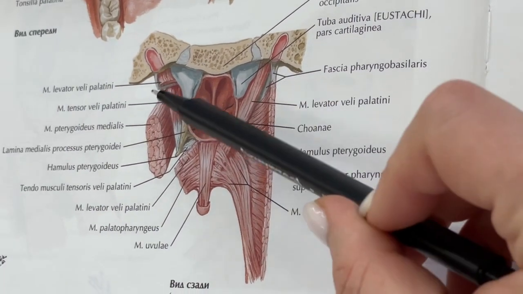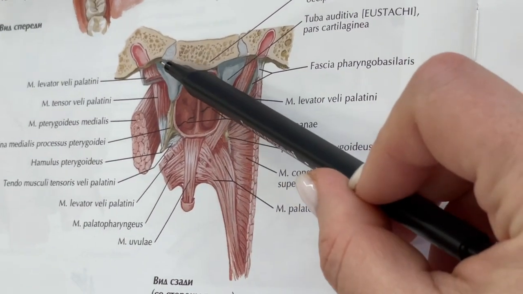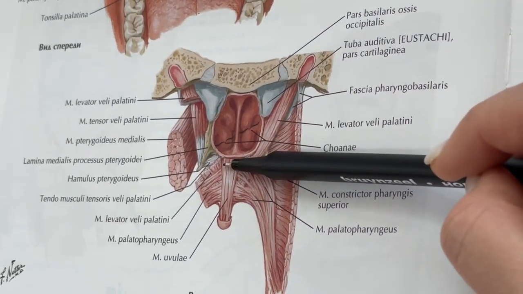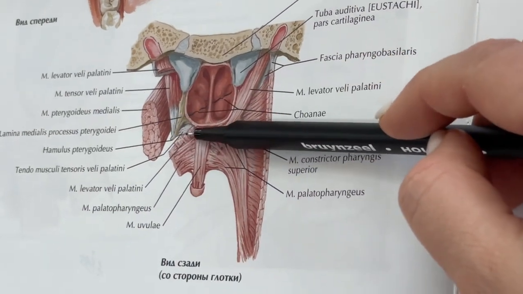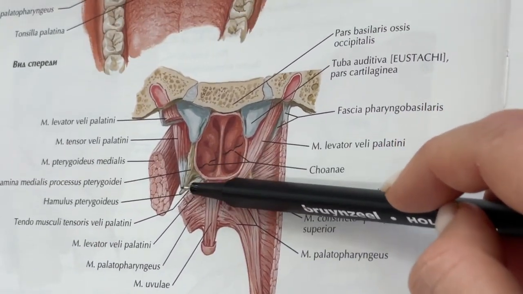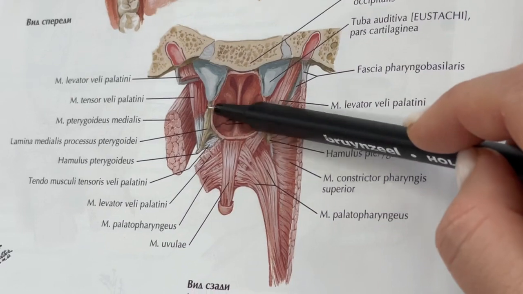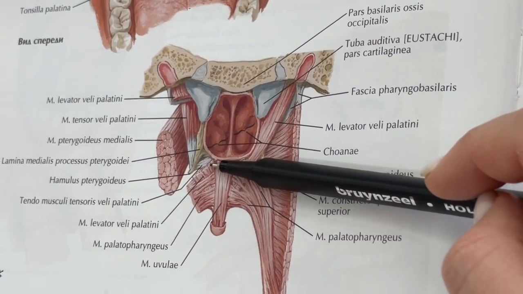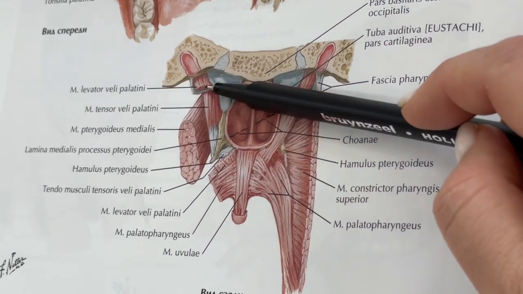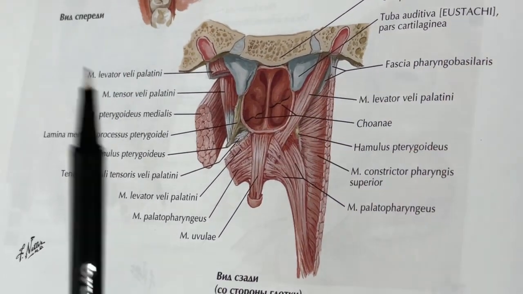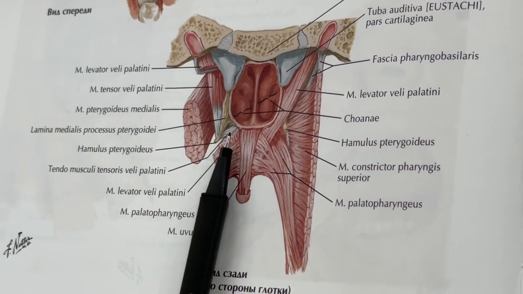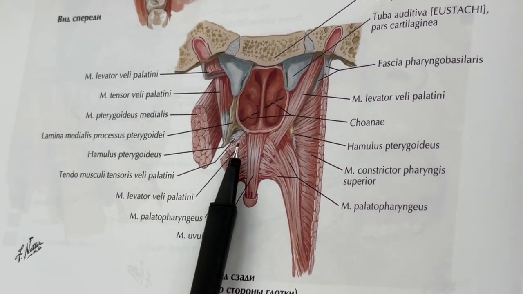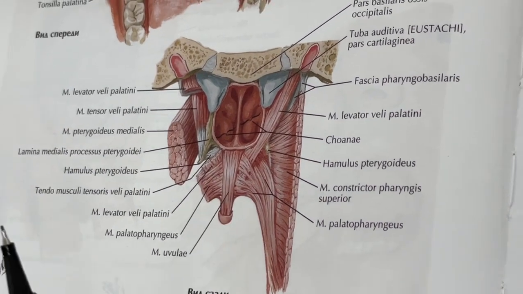Next muscle, which also originates from the auditory tube, is the tensor veli palatini. That muscle crosses the hamulus of pterygoid processes and runs to attach to the soft palate. It consists of a vertical part and horizontal part. The function of that muscle, according to its name, is tension of soft palate.